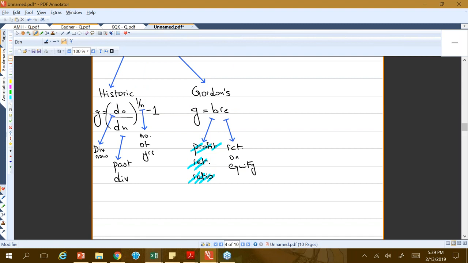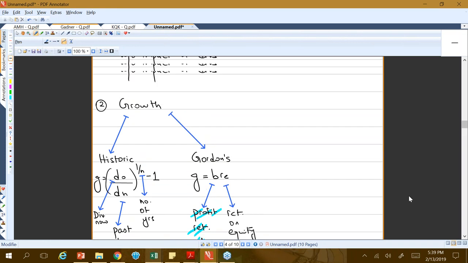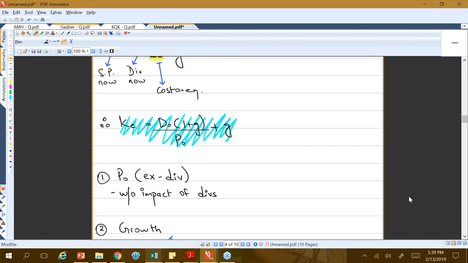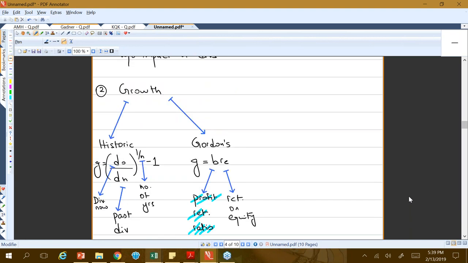So, growth, two ways, historic model and Gordon's model. In a question which we'll do just now, we will see one of them. Let's do a quick recap of where we are. We're trying to find out ways of KE. The way is to rearrange the growth model. Rearranging the growth model, the formula looks like this. You have to be careful that you're using share price xdiv, and remember, growth can be computed in two ways, historic and Gordon's model.